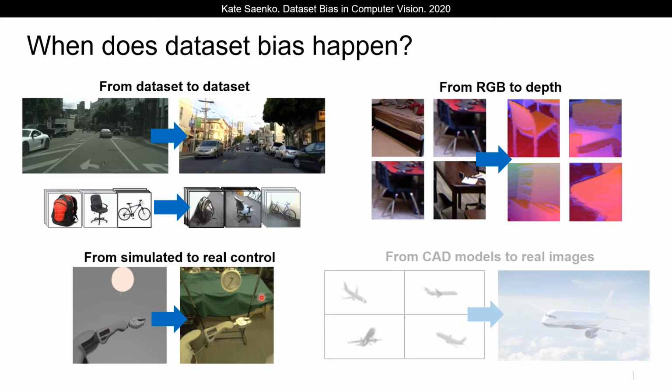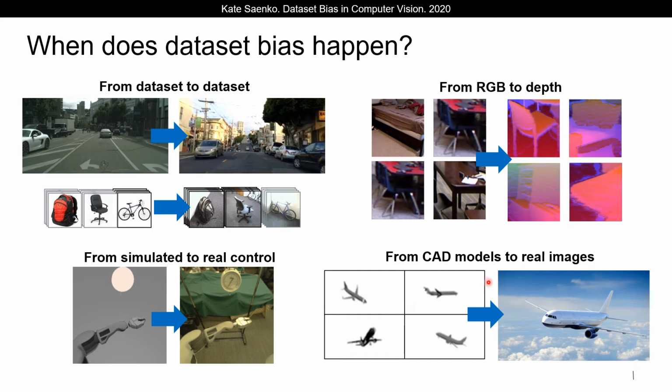But then at test time we get real images that look like this. So this is what the robot will actually see, observe from its camera. So we'd like to be able to adapt to this bias from simulation to reality. And here is a very related problem where we're training an object classifier on CAD models, 3D models of objects, and then we'd like to use it to recognize objects in real images.